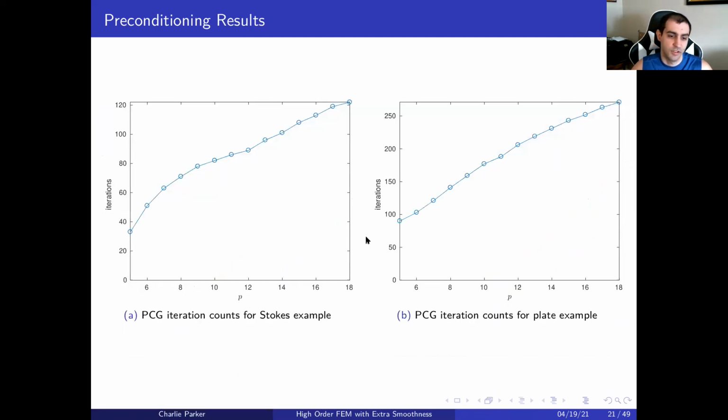And then similarly, if we look at the iteration counts, the iteration counts grow modestly in p, but not too fast.